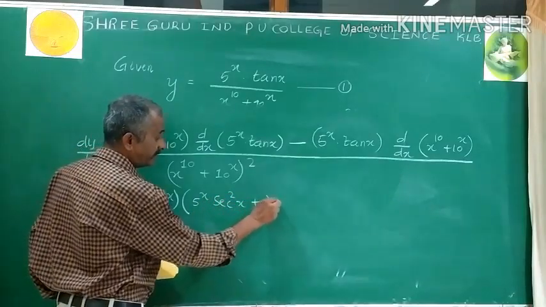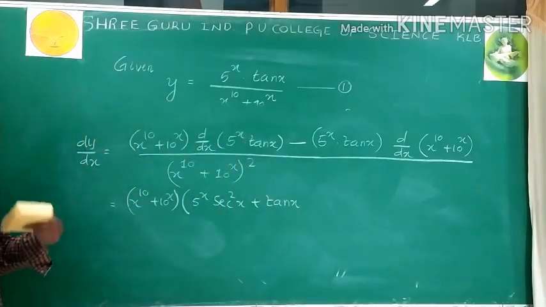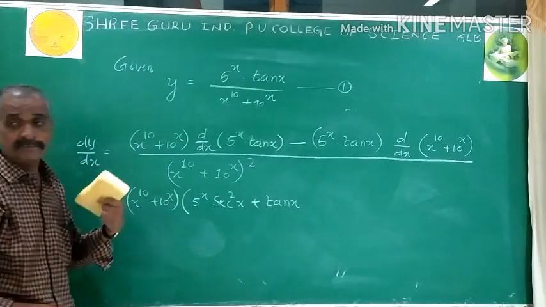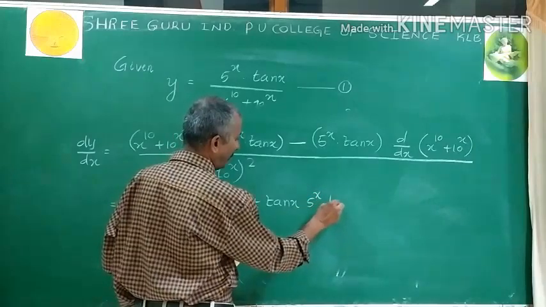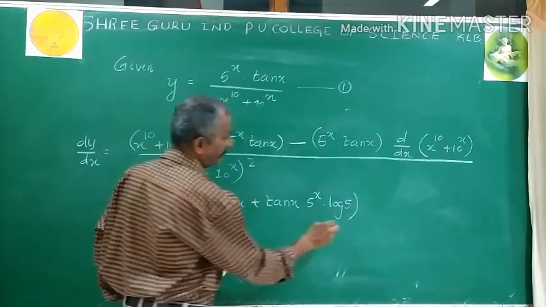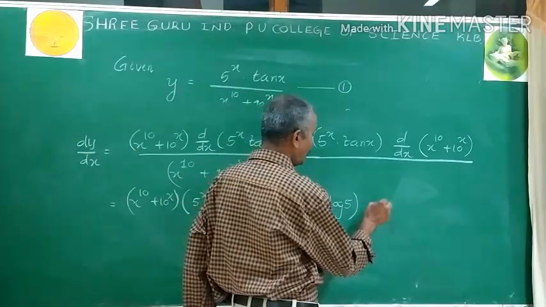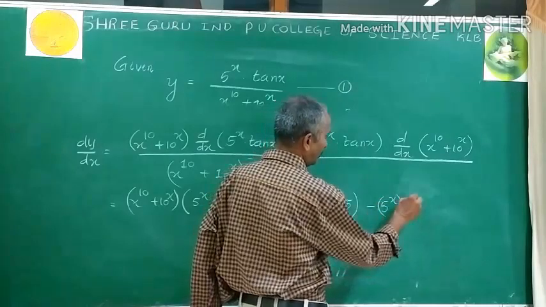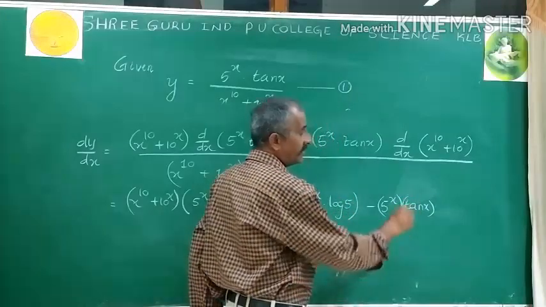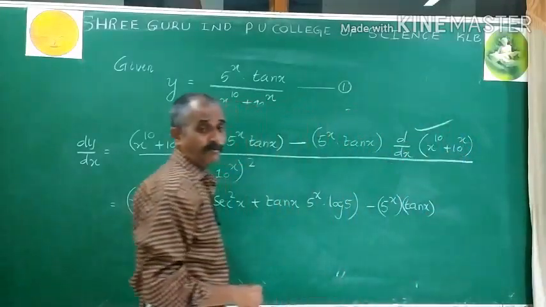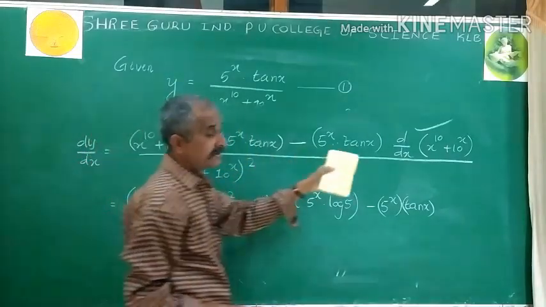second function tan x into the derivative of 5 power x, using the formula derivative of a power x is a power x into log a. Now 5 power x into log 5. Minus 5 to the power x into tan x. Here, to differentiate, again we should be aware of the rule, and in between them there is a plus. So we need to apply the sum rule here.